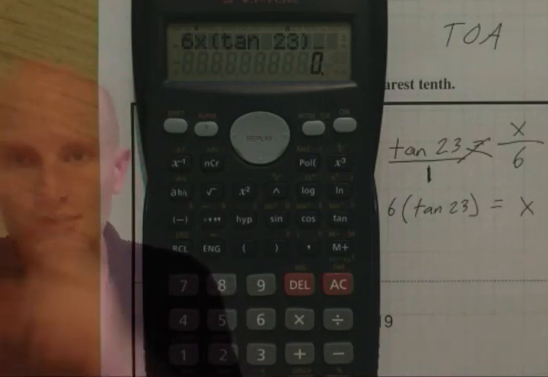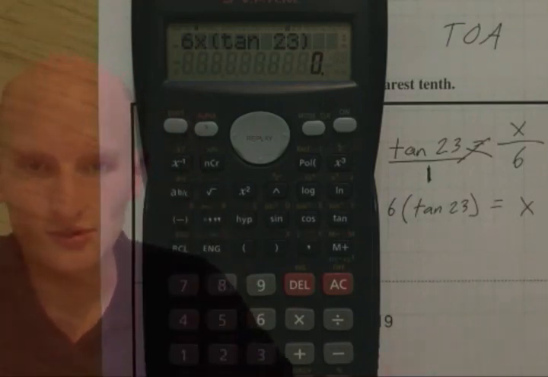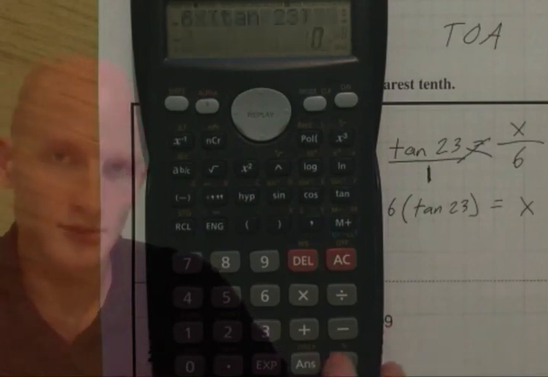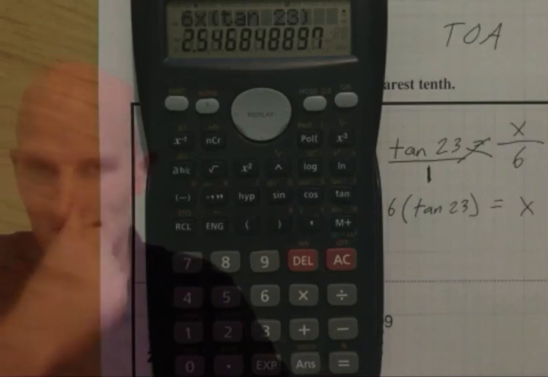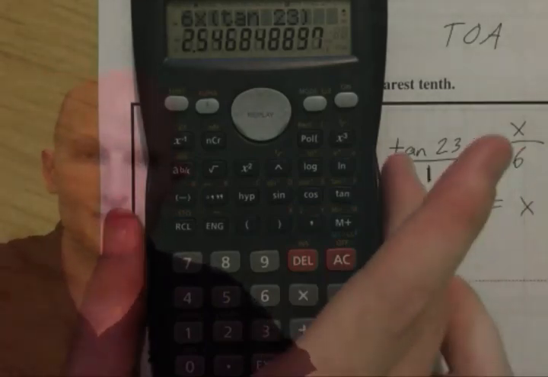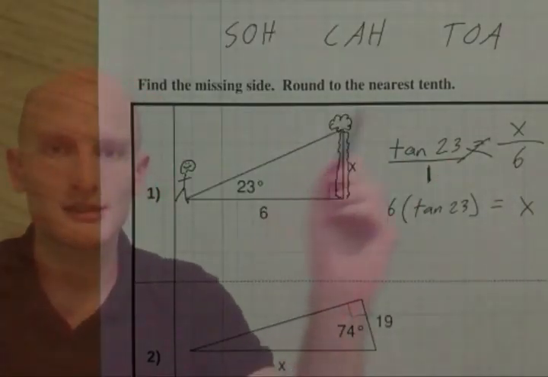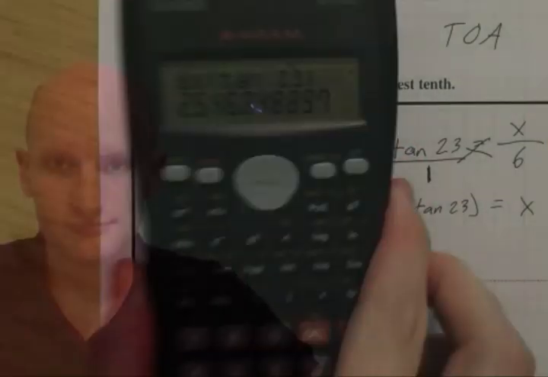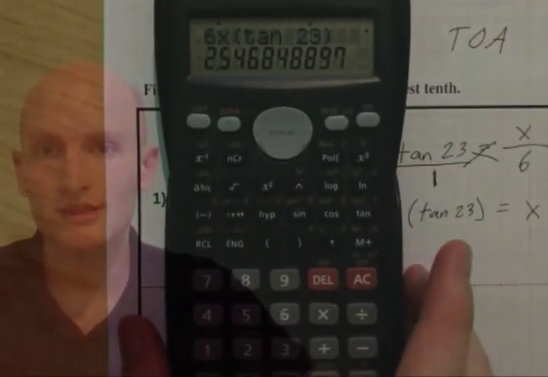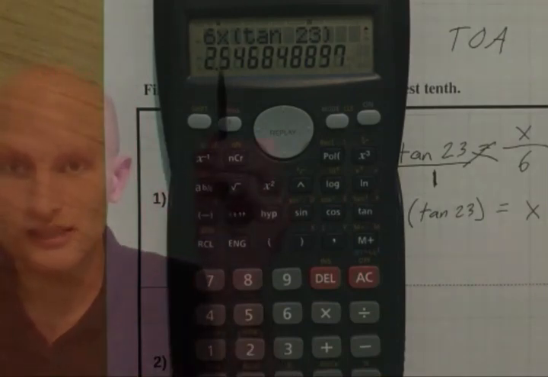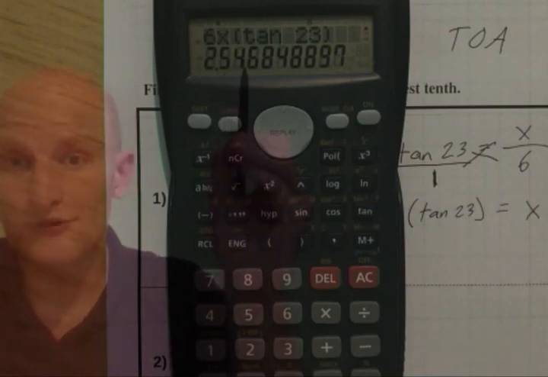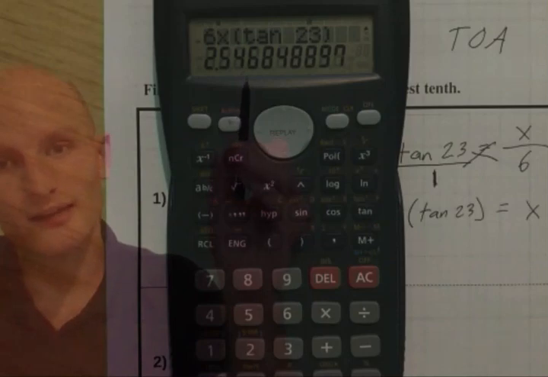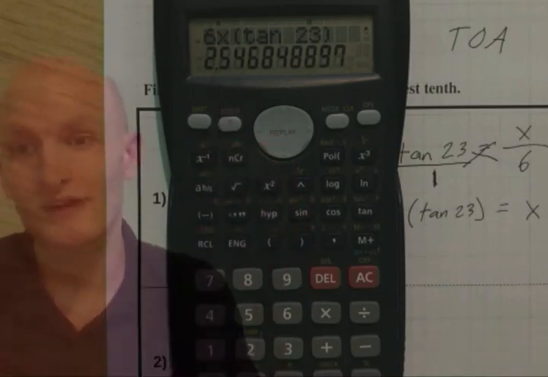Now, when you do that in your calculator, then you press equals. You get 2.546 and so on. And they said in the instructions, round to the nearest tenth. So what they're saying, as most of you probably know, is only round to one number after the decimal. So we have 2.5, and then after the 5 is a 4. Because the 4 is not 5, 6, 7, 8, or 9, this 5 stays the same. So 2.5 is our rounded answer.